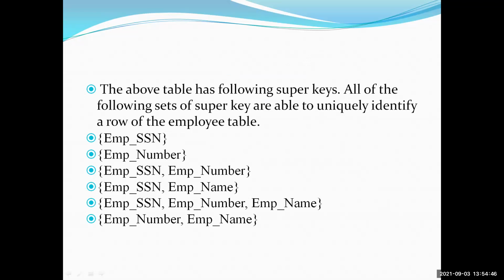Now employee SSN and employee number both can be combined, employee SSN and employee name both can be combined, employee SSN, number, name, all three can be combined together, and then your employee number and EMP name can be combined together. So for example, over here I just want to ask you, in this particular case, why is employee name not coming in a single set, like EMP SSN and employee number?